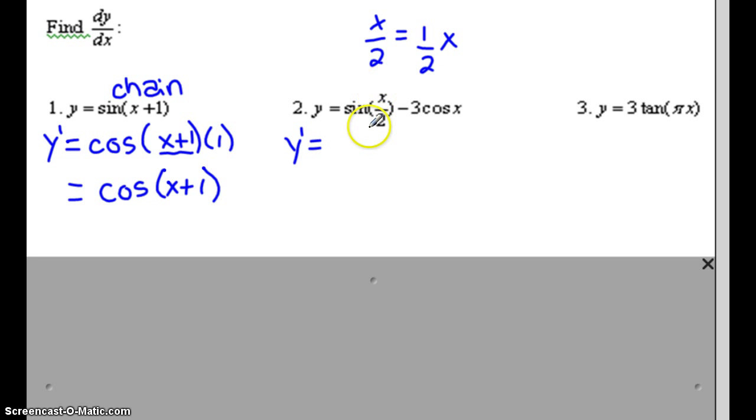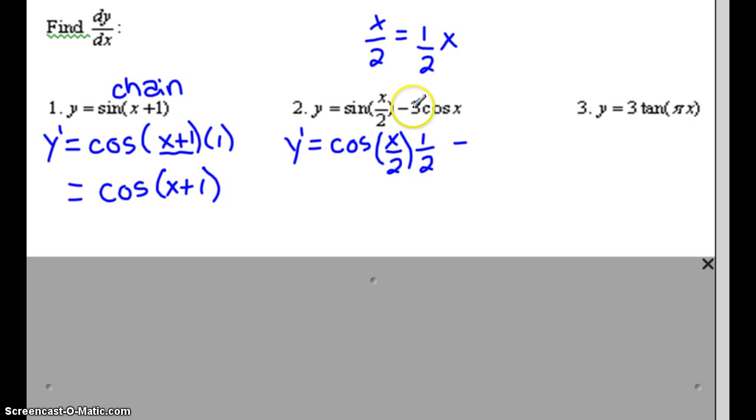So when I'm taking the derivative of sine of x divided by 2, again, chain rule, the derivative of sine is cosine. I keep the inside the same, so I'm going to keep the x divided by 2. And then I want to multiply by the derivative of the inside. Well, the derivative of x over 2 is just 1/2. Okay?